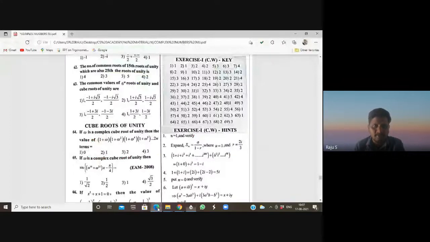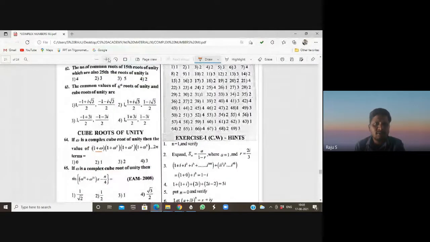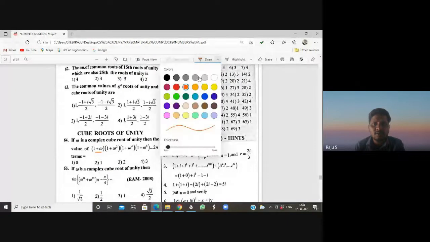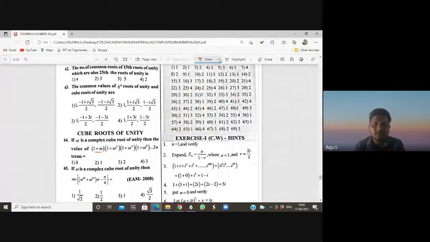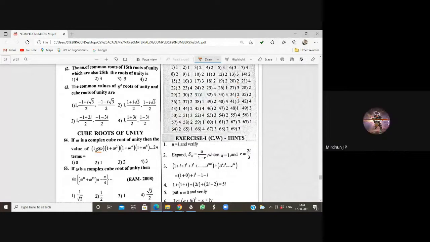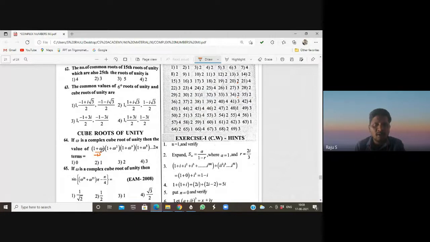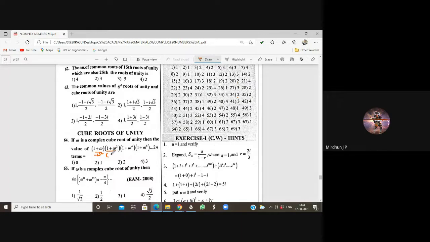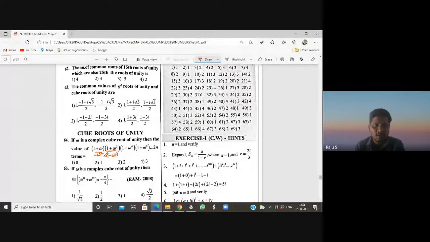So let's see here. 1 plus omega square is there here. What is the value of 1 plus omega square? It is minus omega. And 1 plus omega is minus omega square. Into what? Minus omega into minus omega square. The value becomes minus omega cube. Minus into minus is plus omega cube. What is the omega cube value? 1. So the first two terms become 1.